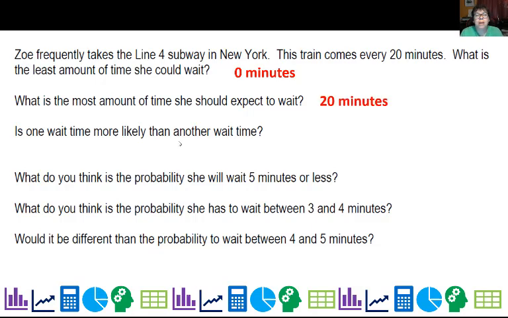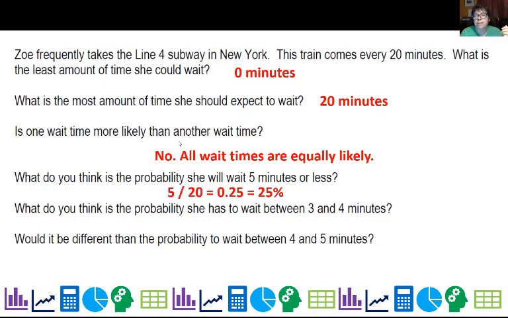Is one wait time more likely than another wait time? No, unless there's some sort of lineup on the schedule. We're going to assume that she's just randomly coming in, so all the wait times are equally likely. In that case, what do you think is the probability that she will wait 5 minutes or less? Well, that would be 5. If you thought of a timeline from 0 to 20, 5 is only 1/4 of that time, or 25%.